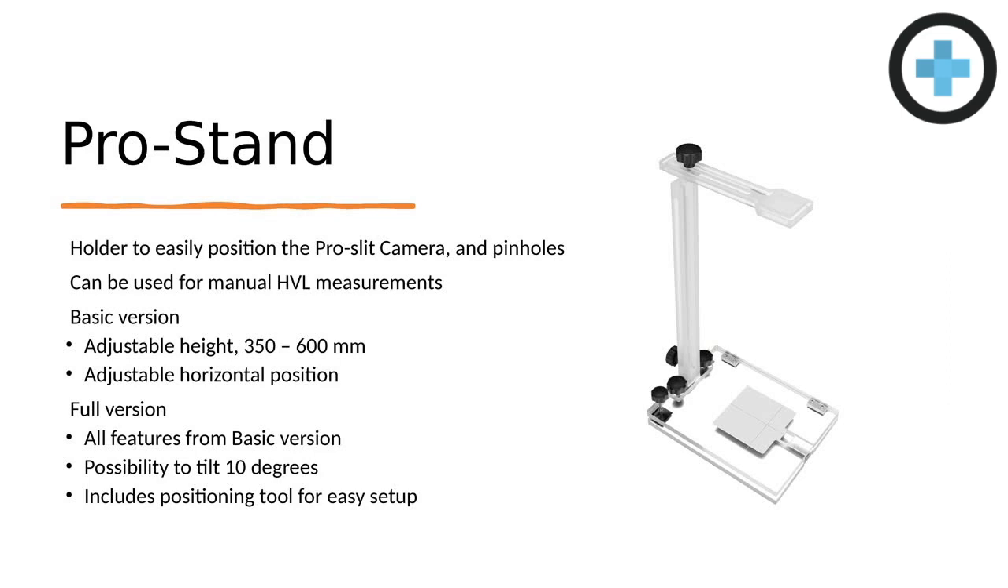So ProStand allows us to do some different testing. It works with our ProSlit camera. It also works with our pinholes, and it can also help you with your HVL measurements. There's kind of a basic version and a full version, if you will, that has a 10-degree tilt, which tends to be used more in mammography.